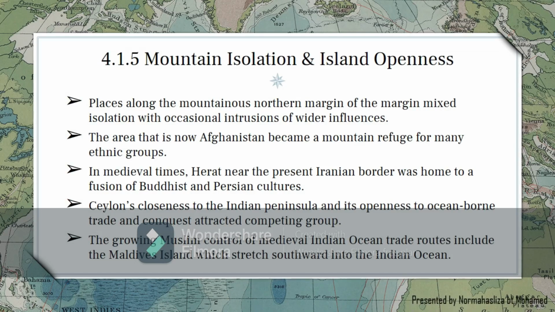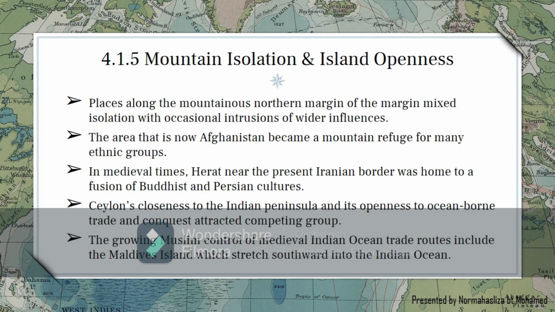Mountain isolation and island openness. Placed along the mountainous northern margin of the region are the present countries of Afghanistan, Nepal, and Bhutan, with mixed isolation and occasional intrusions of wider influence. Tribes in the Himalayas established their own way of living, but Nepal and Bhutan were occasionally invaded from Tibet. The area that is now Afghanistan became a mountain refuge for many ethnic groups. The Pashtun formed the majority in the southern parts, but Tajiks and Kyrgyz people dominate the north.